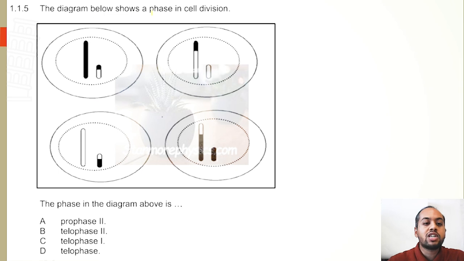1.1.5, the diagram below shows a phase in cell division. So this is the phase they're referring to. The phase in the diagram above is prophase 1, telophase 2, telophase 1 or just telophase. You can see that you have individual chromosomes here. Therefore, it is going to be telophase 2 and the answer is B.